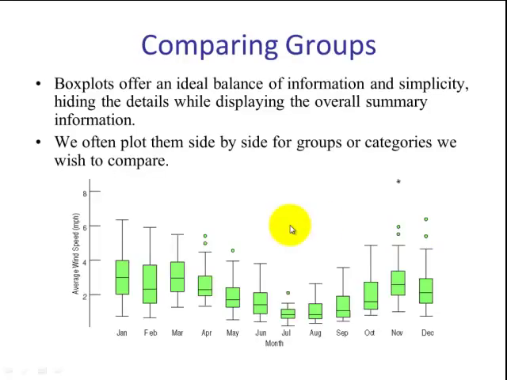Comparing groups, here are the months of the year, and this is the average wind speed. Very quickly we can see that box plots allow us to compare multiple data sets. Very quickly we can identify what is the largest speed. We can identify which month has the largest median wind speed, and we can very quickly see which month has the lowest.